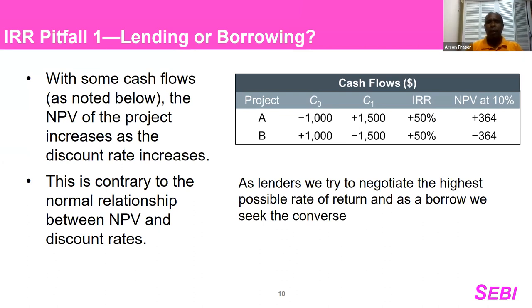If you're in project A, the lender, giving out 1,000 and receiving 1,500 in a year's time, then you're in an excellent position. If you're in project B, you're paying 50% interest in one year's time. So from a financial perspective, as the lender, which you are in project A, you will seek to get the highest return. And as the borrower, you will negotiate to pay the lowest possible rate on the amount of money. So you can look at several projects that have the same IRR, but it's critical that you establish whether you're borrowing or lending. Any questions?